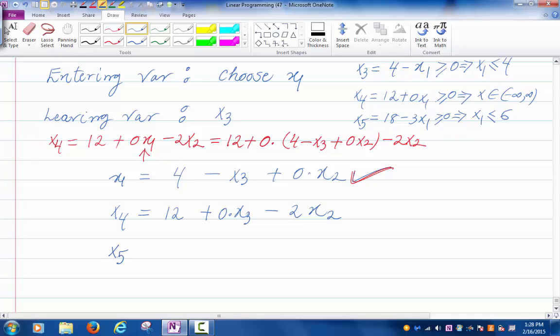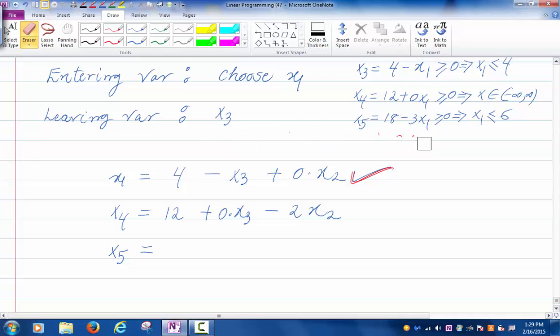Do you guys need me to go over the details here? Okay, what is x5? What would be x5? Let me erase this and show you the x5. Maybe once and for all, let me show you one detail here.